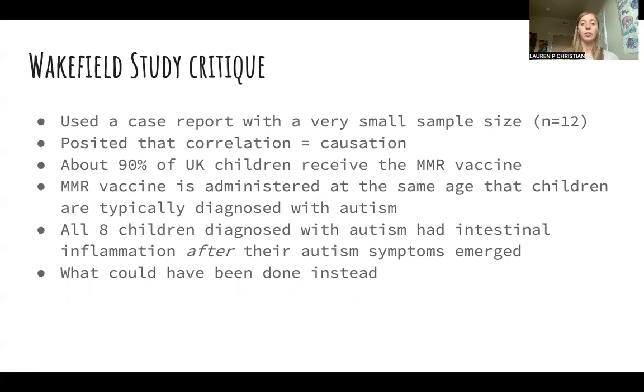Additionally, all 8 children diagnosed with autism had intestinal inflammation after their autism symptoms emerged. So what this demonstrates is that the intestinal inflammation was not leading to proteins entering the bloodstream and then impacting brain development. And additionally, we are going to look at what could have been done instead in the next slide.